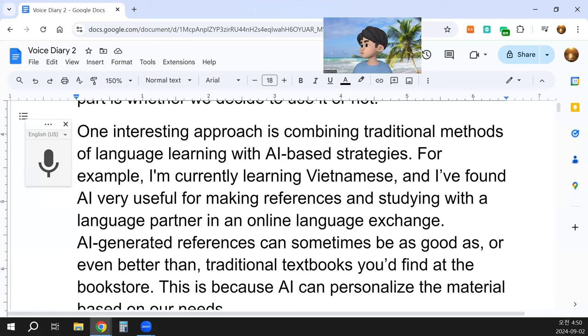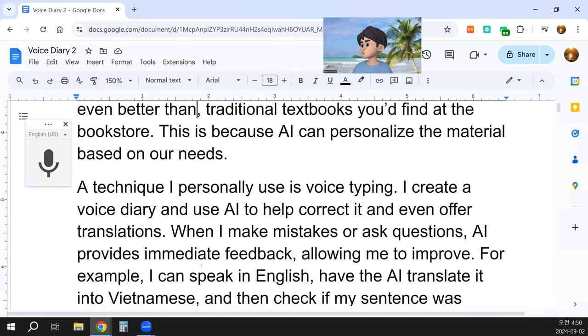AI-generated references can sometimes be as good as or even better than a traditional textbook you'd find at the bookstore. This is because AI can personalize the material based on our needs. A technique I personally use is voice typing. I create a voice diary and use AI to help correct it and even offer translation when I make mistakes or ask questions. AI provides immediate feedback, allowing me to improve.